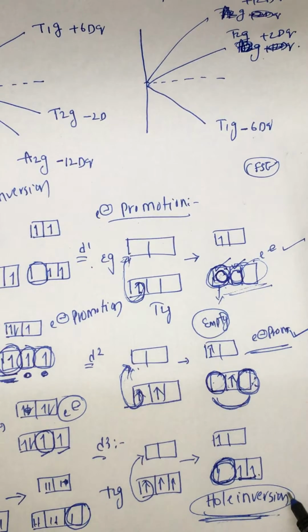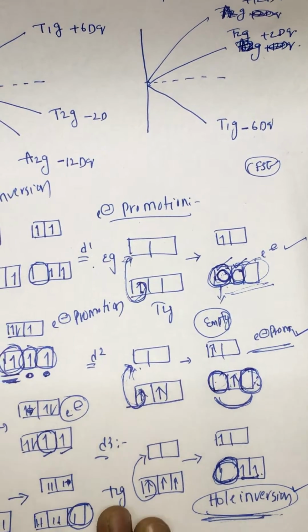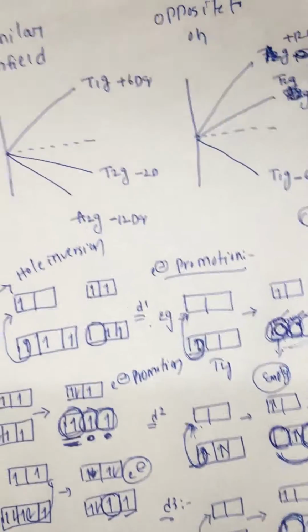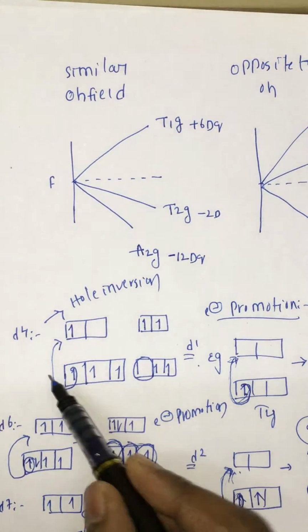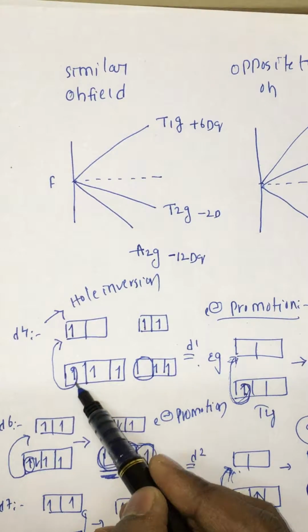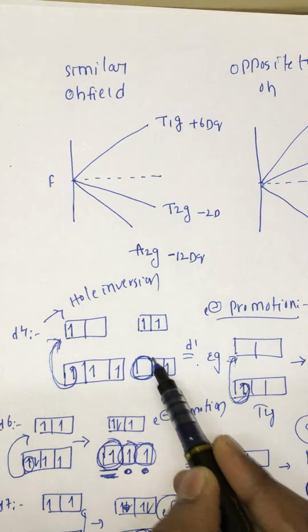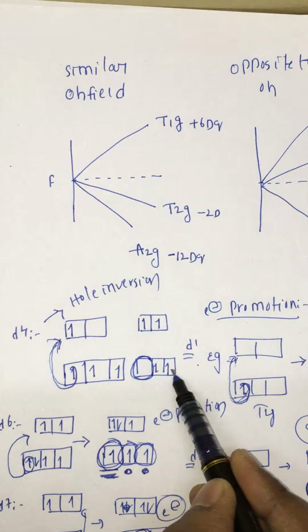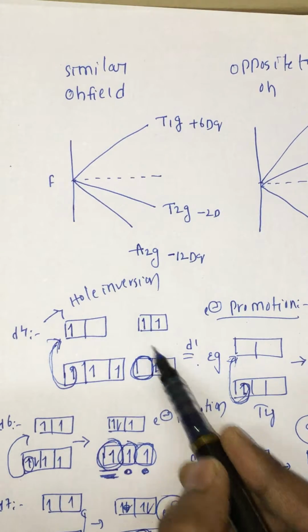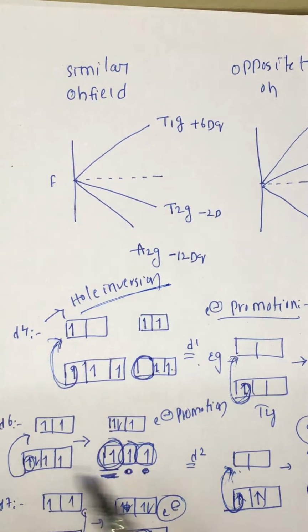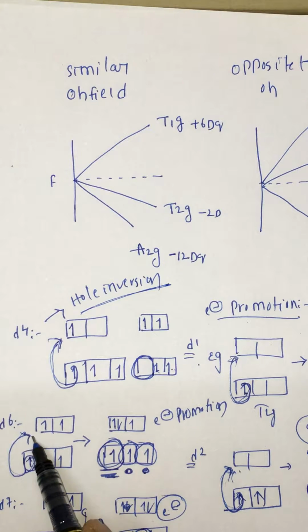If different orbitals are there, then it comes under hole inversion. Similarly, in case of D4 also, the electron is going from here to here. An empty orbital is forming here, so the remaining orbitals are not having the same orbital, so this comes under hole inversion. And D6, the electron going from here to here, so this is the reference for us.